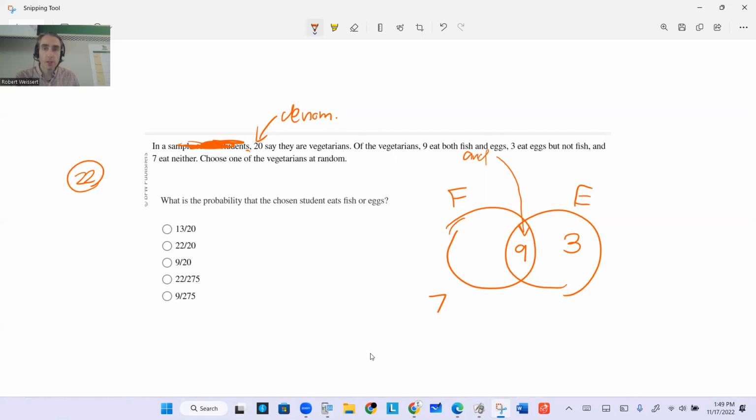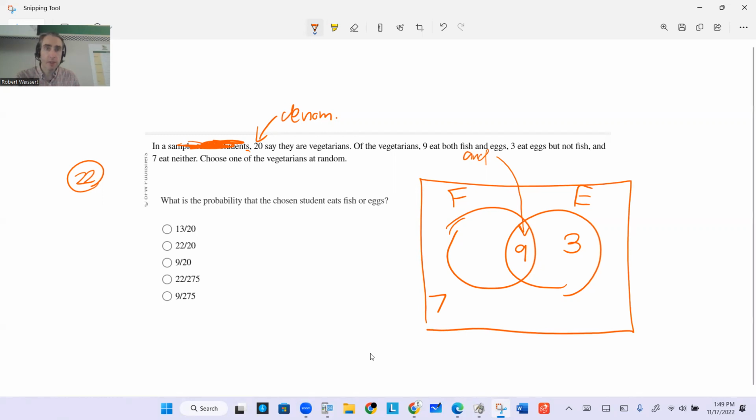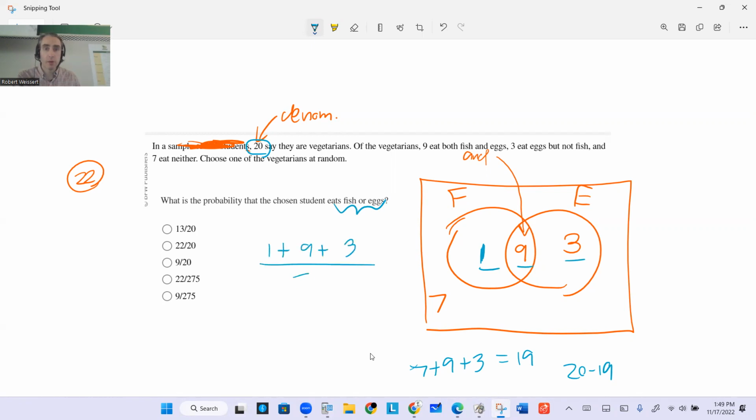7 eat neither. So we want to know the probability of fish or eggs. First, my brain wants to get this number here. So 7 plus 9 plus 3, that's 12 plus 7, that's going to be 19. So out of those 20, there's going to be one in here that eats fish. If I want to know the probability that the chosen student eats fish or eggs, I'm going to take my 1, my 9, and my 3, and add them. We're doing this out of 20, so it's 10 plus 3 out of 20. So it should be that one there.